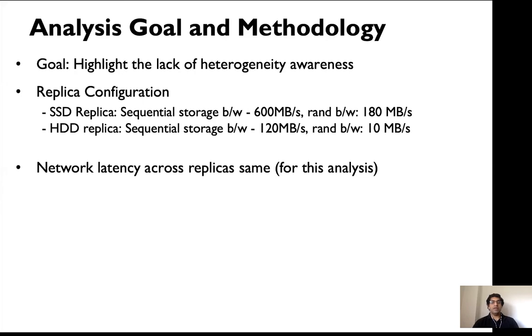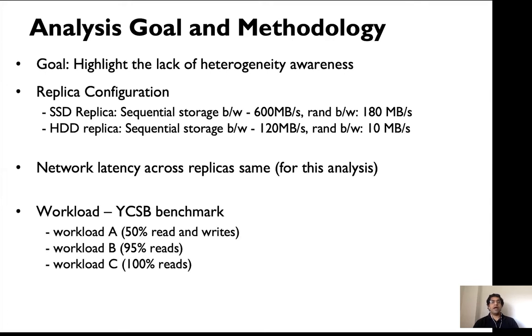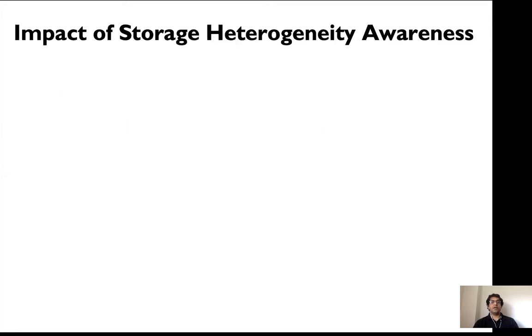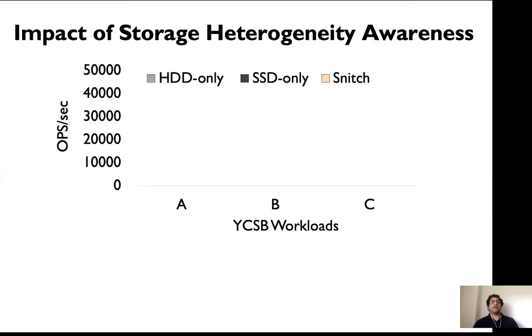For simplicity, we assume the network latency across SSD and HDD replica to be the same for this analysis. And we use the well-known and widely used YCSB benchmark, with workload A, B, and C configurations with different read and write ratios. To understand the impact of storage heterogeneity awareness, on the x-axis are different workloads and the y-axis is throughput in terms of operations per second.